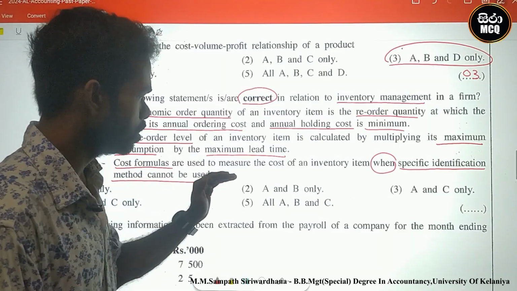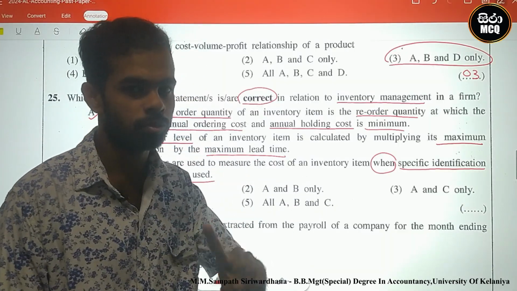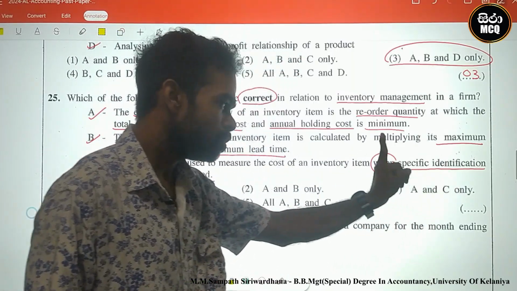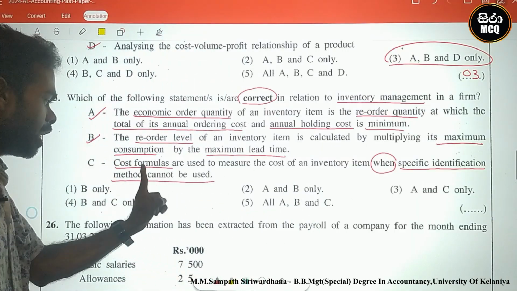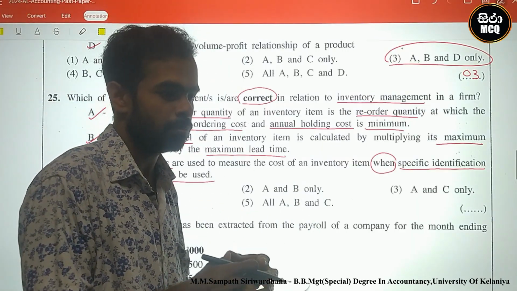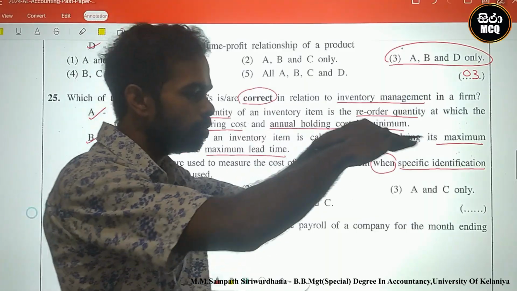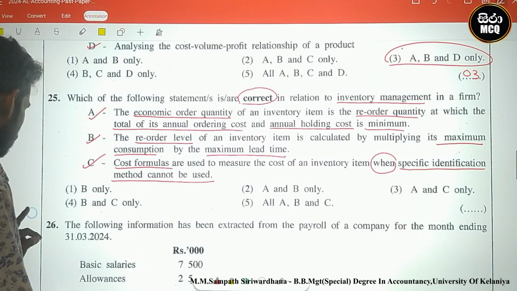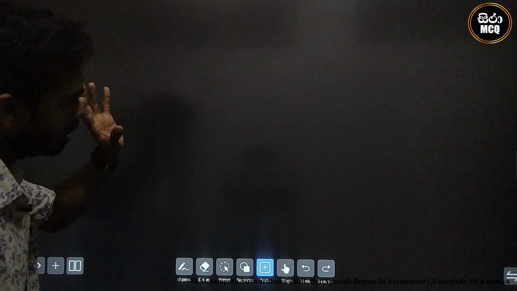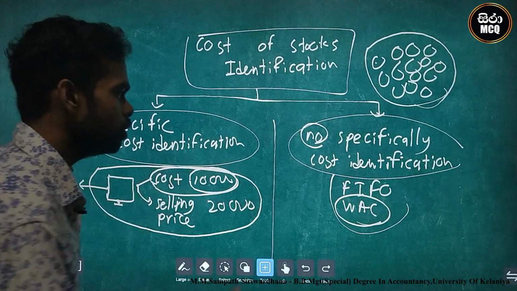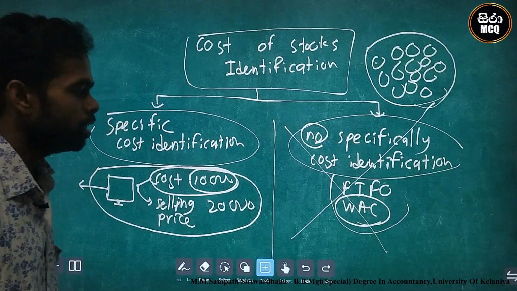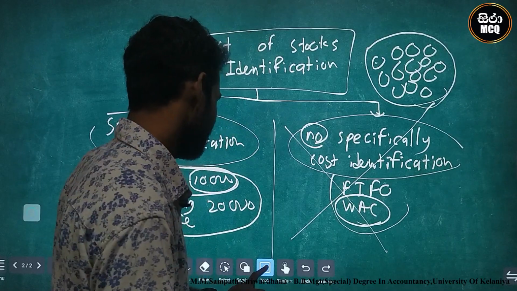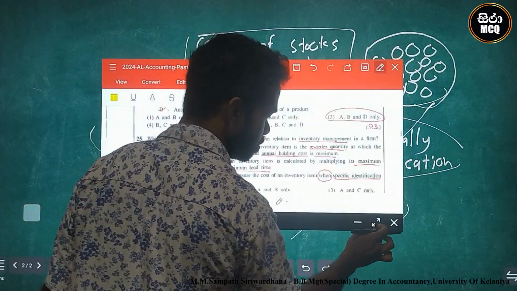Cost formulas, meaning FIFO and WACC, are used to measure the cost of inventory when the specific identification method cannot be used. When it cannot be used, we go to the FIFO and WACC method assumptions. Okay, this is the correct one. Why? When specific identification is there, we don't use FIFO and WACC. When specific identification is not there, we can use FIFO and WACC. Therefore this statement is correct.